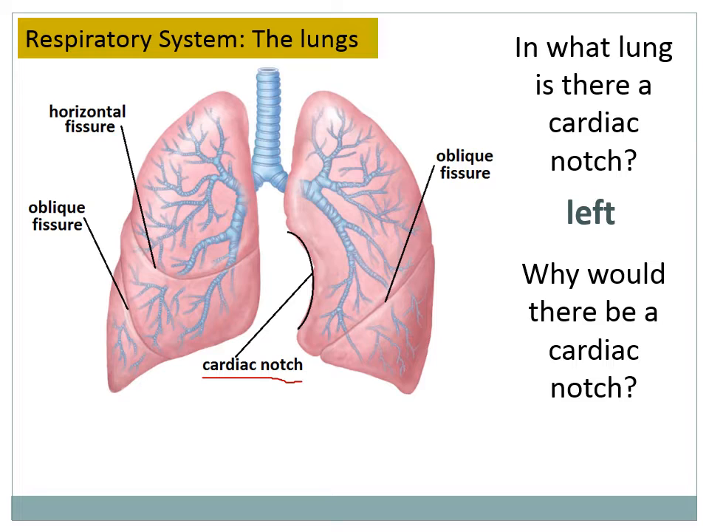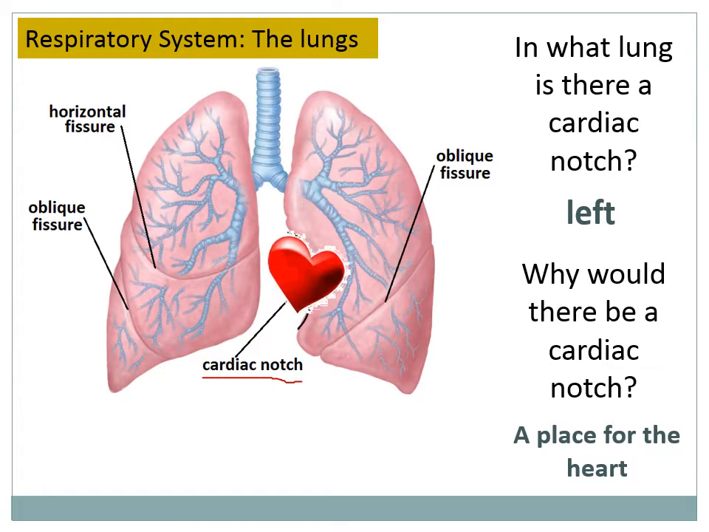Looking at the word cardiac, why is there a cardiac notch in the left lung? Yeah, because that's where the heart is, right? It's a place for the heart to nestle into. So we can see the little heart beating. It's going to nestle into the cardiac notch of our left lung. So heart is slightly on the left. So the left lung has to make a little bit of room for it. And it does it with that cardiac notch.